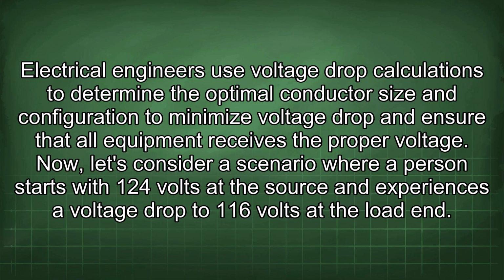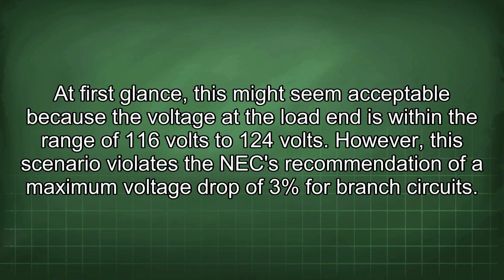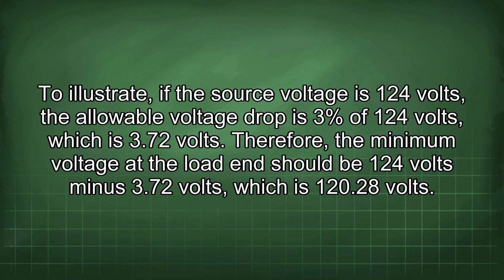Now, let's consider a scenario where a person starts with 124 volts at the source and experiences a voltage drop to 116 volts at the load end. At first glance, this might seem acceptable because the voltage at the load end is within the range of 116 volts to 124 volts. However, this scenario violates the NEC recommendation of a maximum voltage drop of 3% for branch circuits.